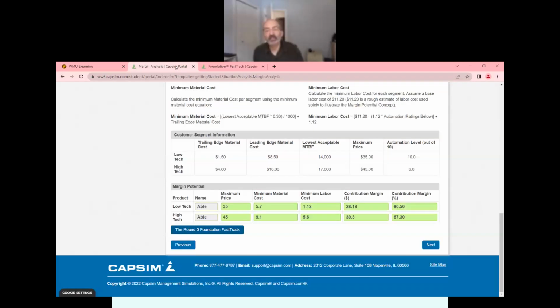So with that knowledge in hand, that's where we got these maximum prices. These were the most these guys would pay. They had you figure, given the worst product that they would accept, what would the minimum material costs be? Material costs are driven by the mean time between failure. The lower the mean time between failure, the lower the material cost, because it's going to break easier. And also how high-tech the product is. So if you go to the very trailing edge of their segments, that's the worst they would take.